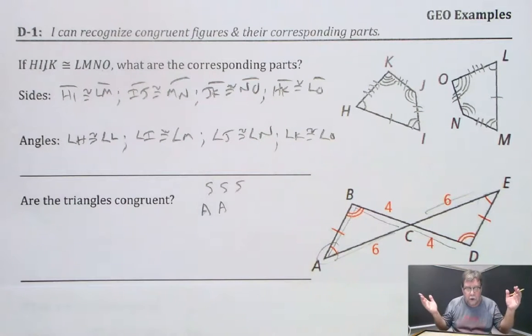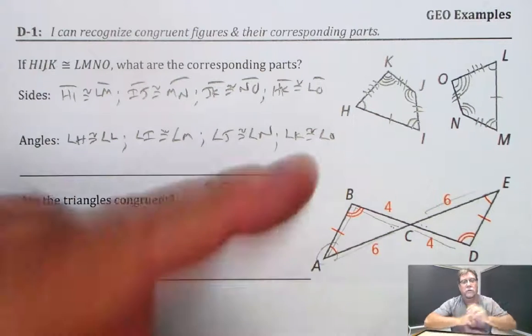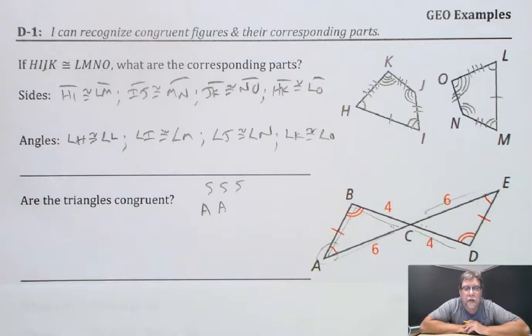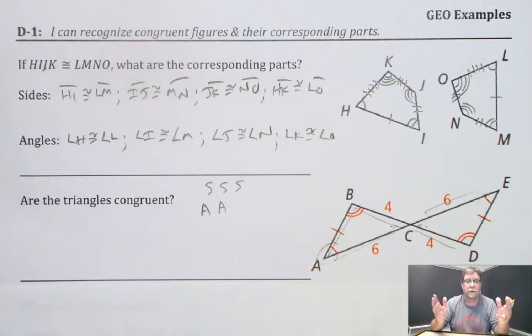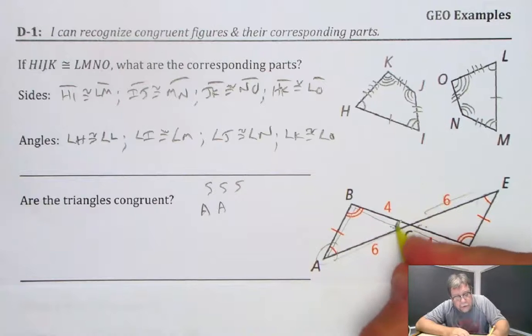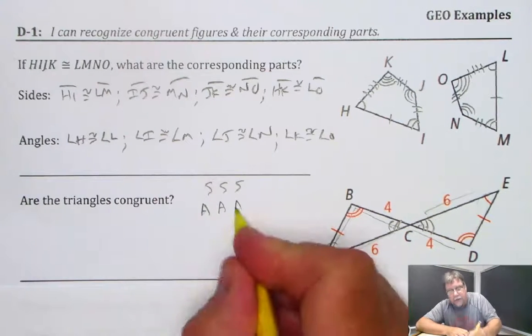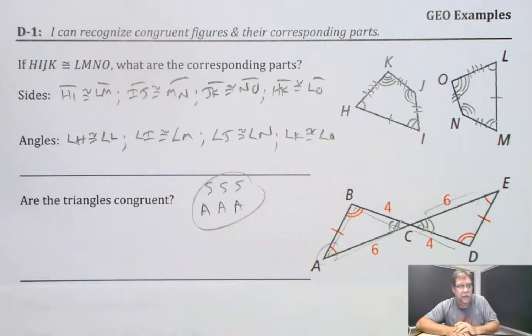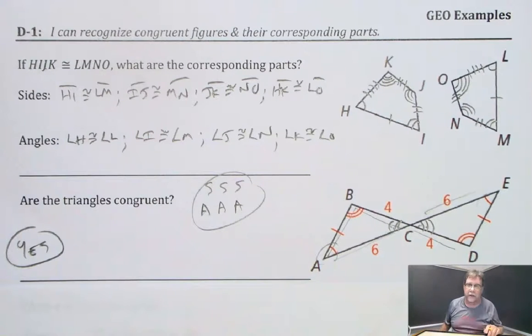Is there a way to show that this angle and this angle are congruent? Well, look at it. Look closely at it. What do we know about those types of angles? What are they called? Those are vertical angles. So yeah, vertical angles are congruent. So I'm going to mark that with 3 curves, and we're going to say there's the other set of angles. We have all 6 things, so yes, the triangles are definitely congruent.